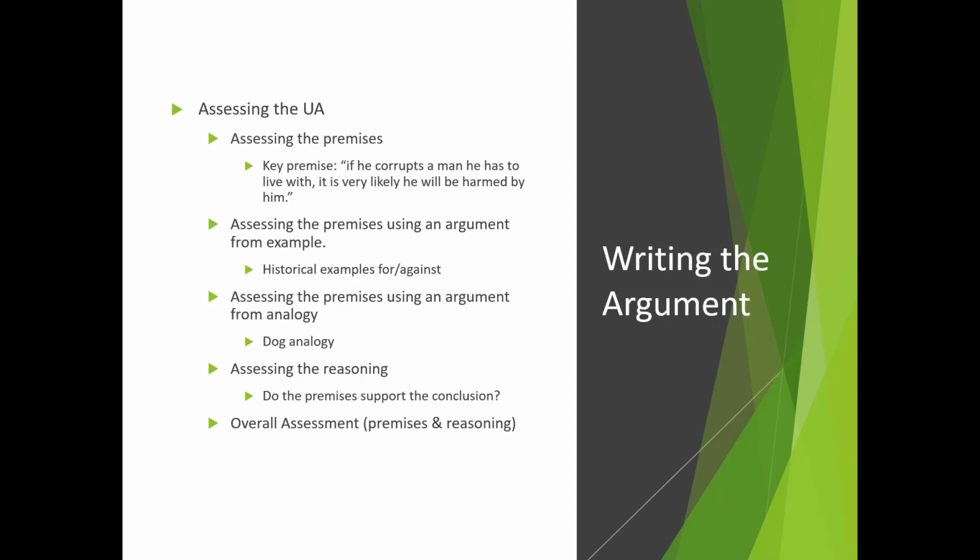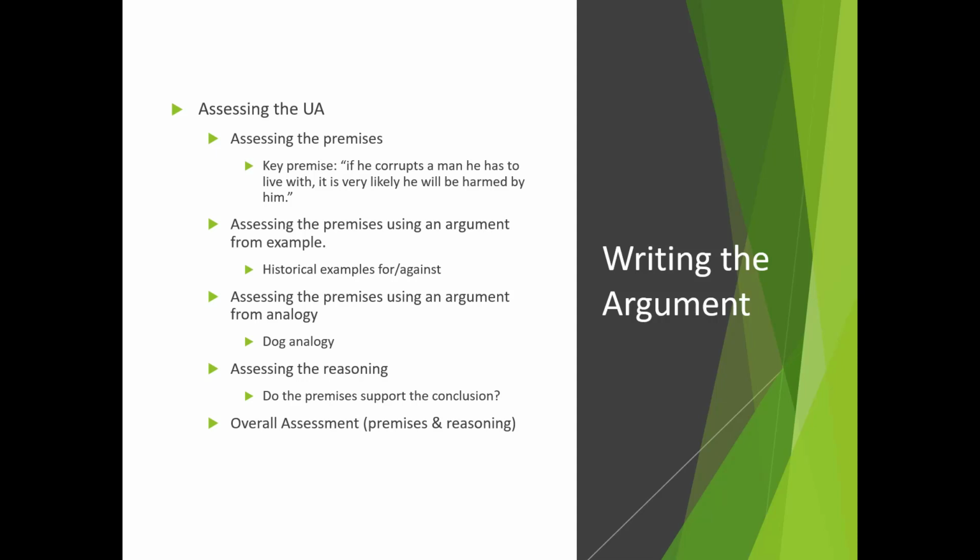So to really focus the paper, that's the thing to focus on for the premises. Again, if you want to, you can go over all the premises, but it is fair game in a short paper like this to say, okay, I'm not going to fight over or fight against or for that bad people do bad. So the key premise is this: if he, Socrates, corrupts a man he has to live with, it is very likely he'll be harmed by him. So if this premise holds true, then his argument seems probably reasonable. If it doesn't hold true, then it's not going to be that good.